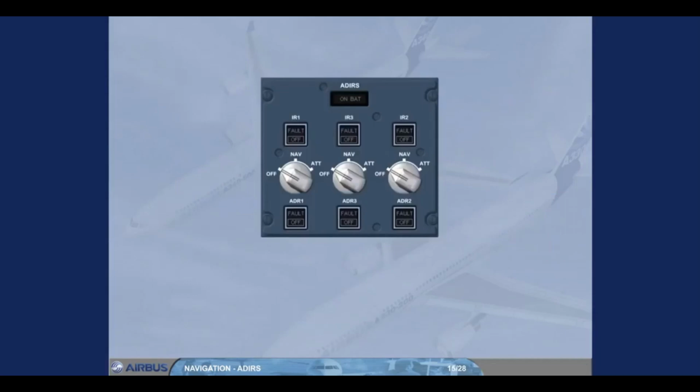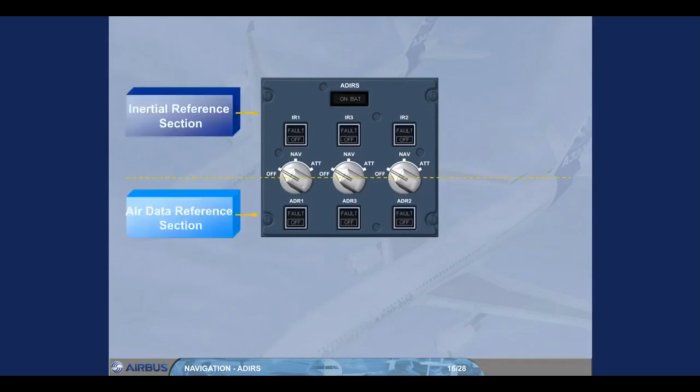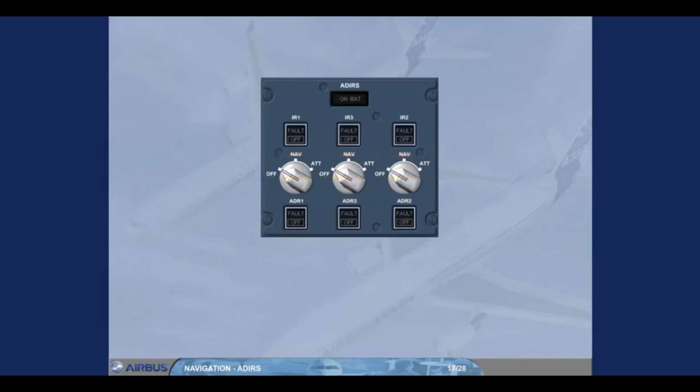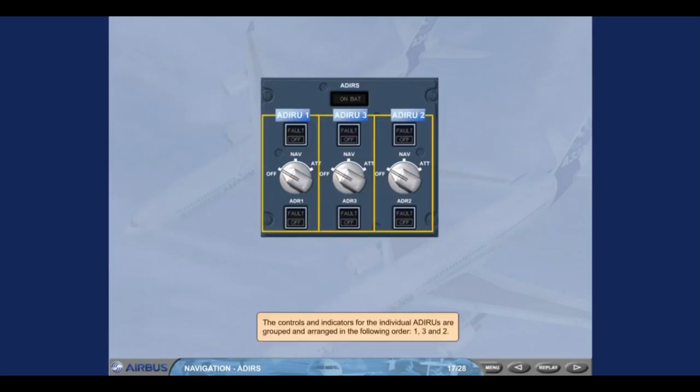Now, let's look at the mode selector unit panel, MSU. The panel is divided into two parts, the upper section for the IR and the lower section for the ADR. The three rotary mode selectors have control over both the IR and the ADR. The controls and indicators for the individual ADIRUs are grouped and arranged in the following order: 1, 3, and 2.